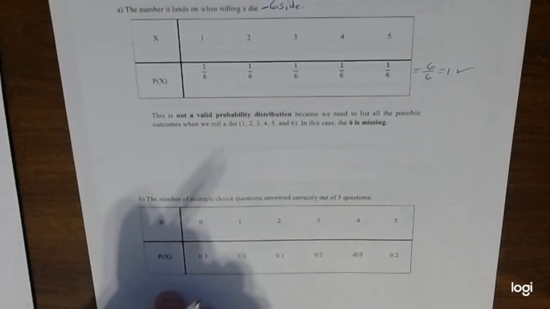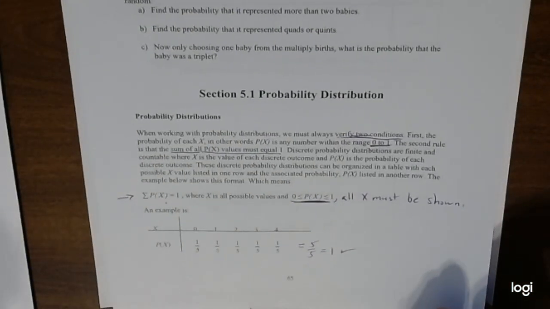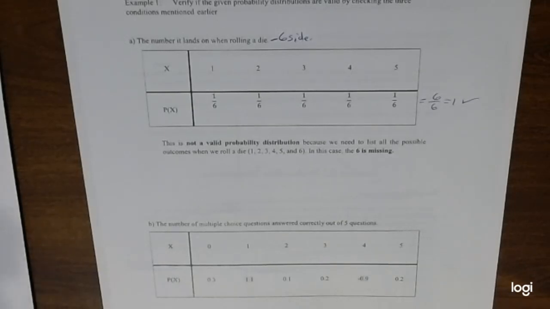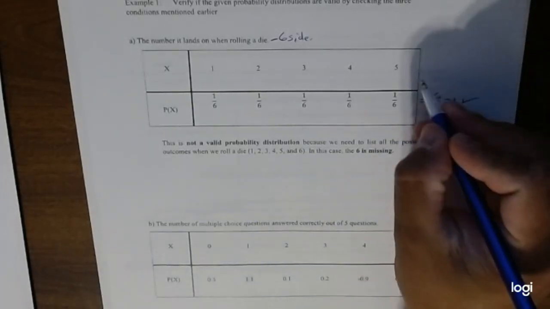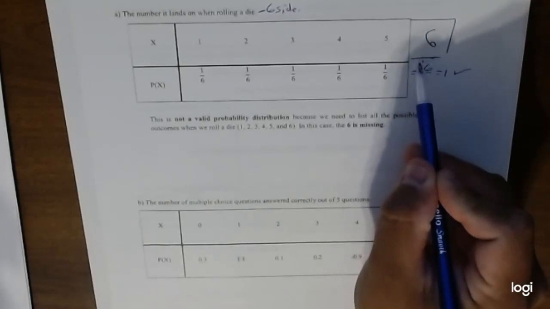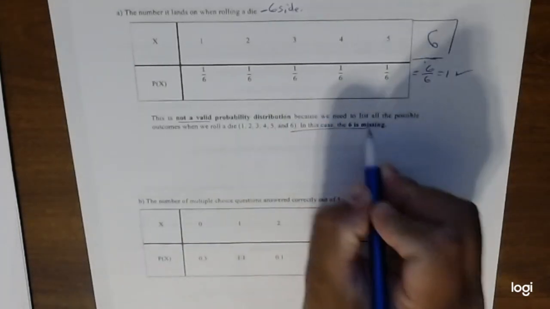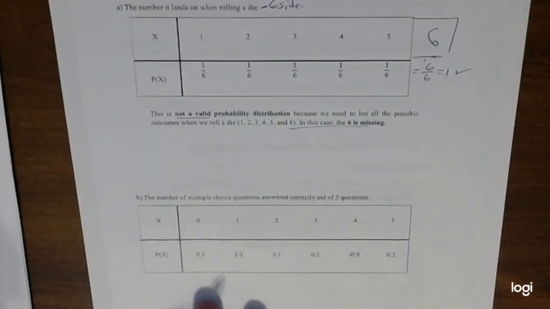Finally, the third condition is what I just talked about, all x must be shown. Let's think about that. If I roll a 6-sided die, what are the numbers that come up? Well, 1, 2, 3, 4, 5, and also a 6. Notice the 6 is missing, which means it's not showing all possible x values we can have. That's what the third condition means: all the possibilities must be shown as the x values themselves. Since 6 is not included, it is not a valid probability distribution. And again, it gives you a summary as to why: in this case, the 6 is missing in the x values themselves.